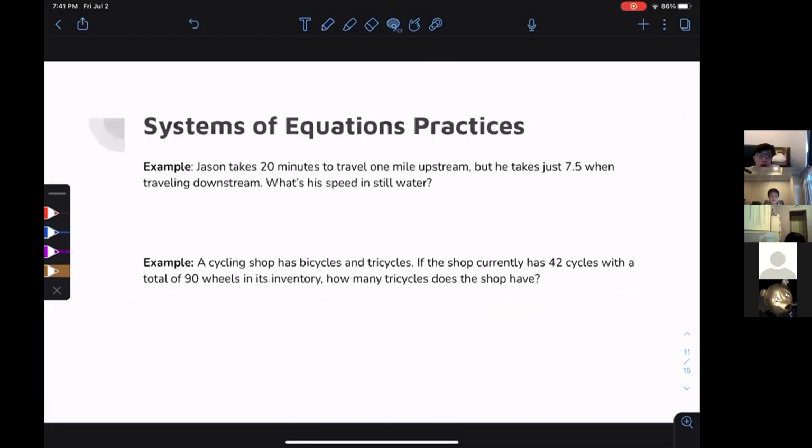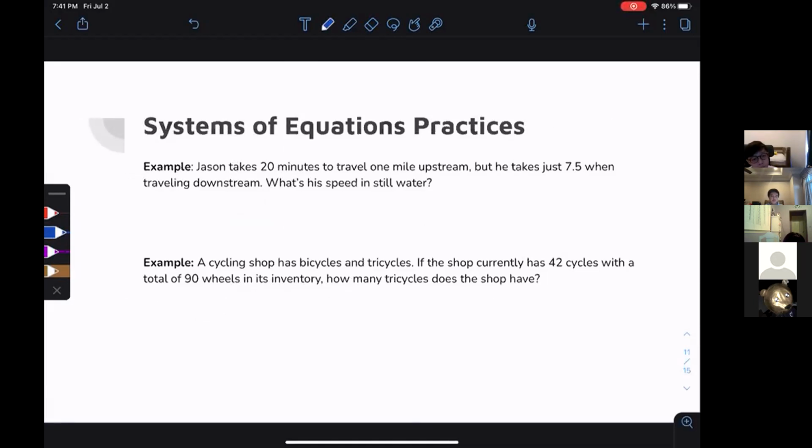So again, we'll be just doing practices for now for a while. And then there are two more. These are a bit more difficult. The first one: Jason takes 20 minutes to travel 1 mile upstream, but he takes just 7.5 when traveling downstream. And you want to find what's his speed in still water.